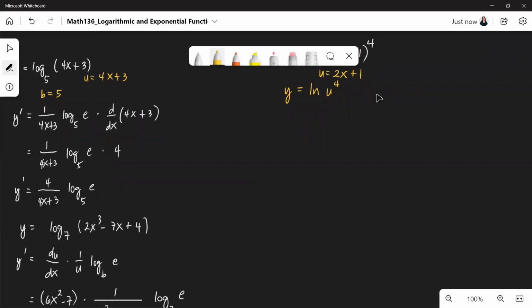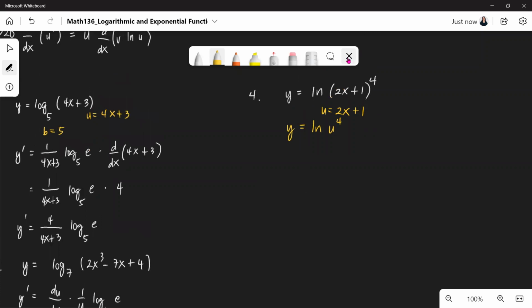Or rather, our u is the entire 2x plus 1 raised to the power of 4, so that we won't be using other variables, no? So let's stick to the formula for D19, and then we'll just incorporate the rule. So we can have this as our u, the entire function, including the power.